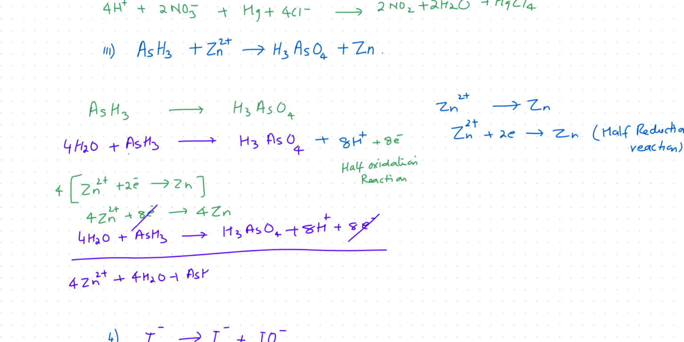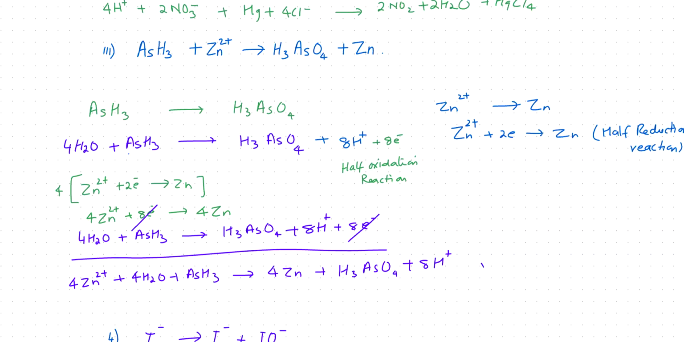So 1, 2, 3 things. And on the product side we have 4 zinc atoms plus H3AsO4 plus 8H+. We can check again. So we have 8 positive charges. Here, zinc has 2 positive charges. There are 4 zinc atoms. So 4 times 2, 8 positive charges on the right side and left side. So this equation is balanced.